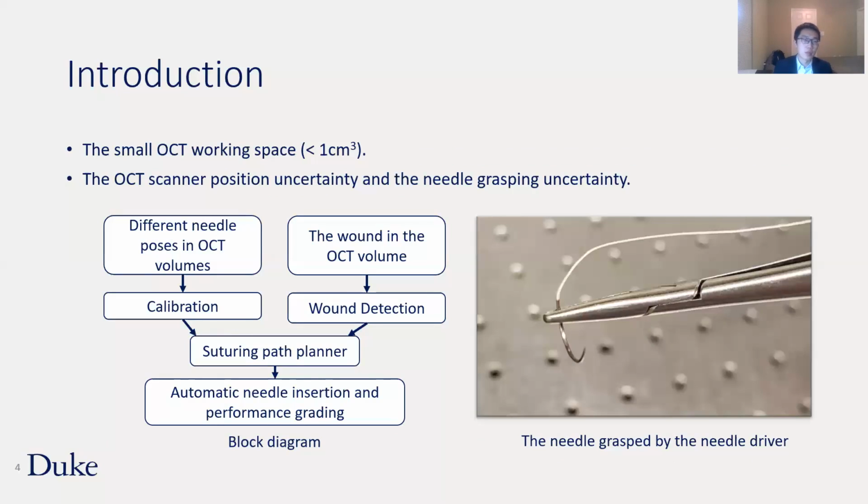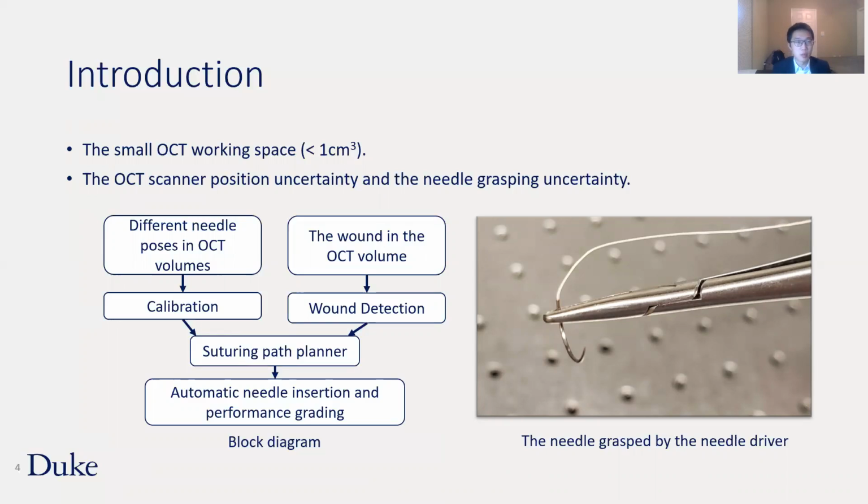In our system, there are two hard points. The first is the small OCT working space, which is less than 1 cubic centimeter. From the block diagram, to autonomously sample different needle poses in OCT volumes before the calibration, we need to avoid the needle going out of the OCT volume.